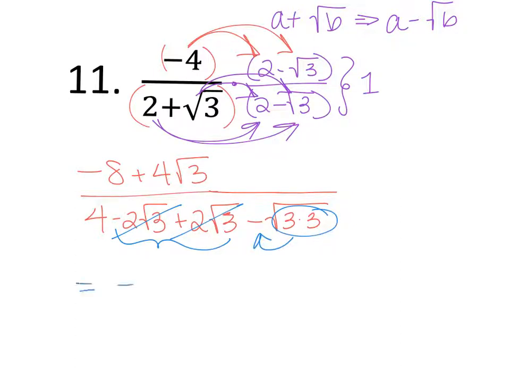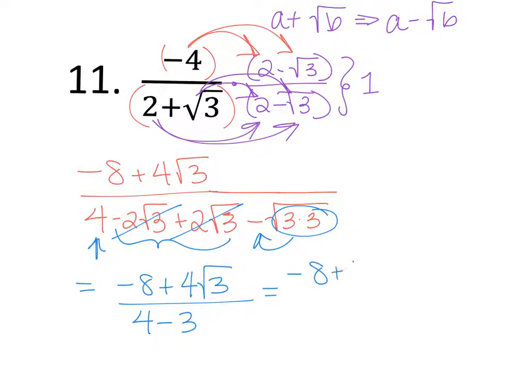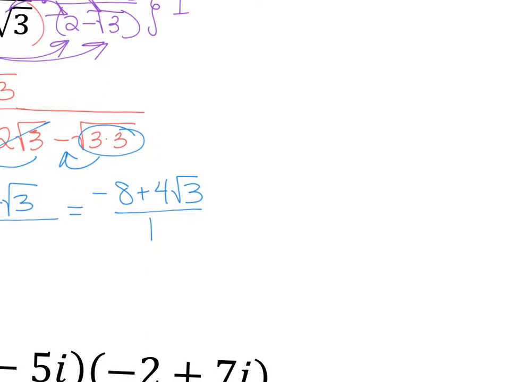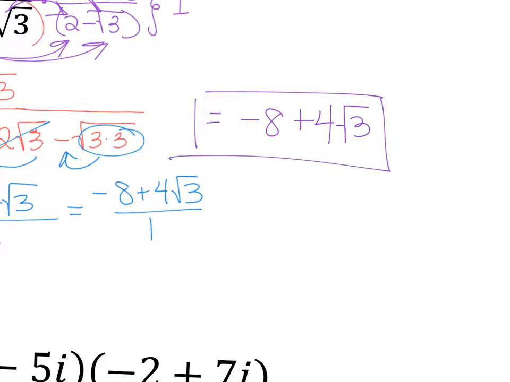I end up getting negative 8 plus 4 square root 3 all over 4, because I still have this 4 right here, minus a 3. Well, that can be reduced to negative 8 plus 4 square root 3 all over 1. And if anything is over 1, it is just itself. So lastly, my real answer can be negative 8 plus 4 square root 3. And that is my final answer to this problem.